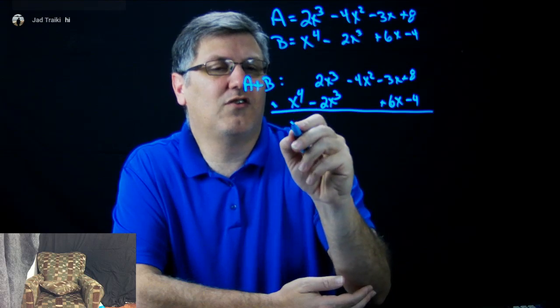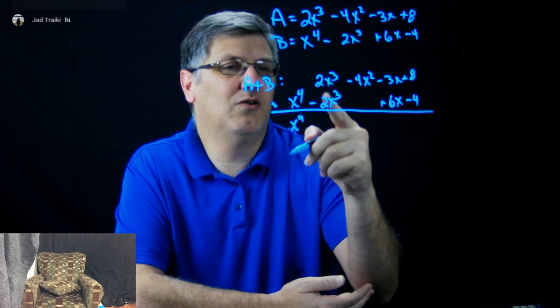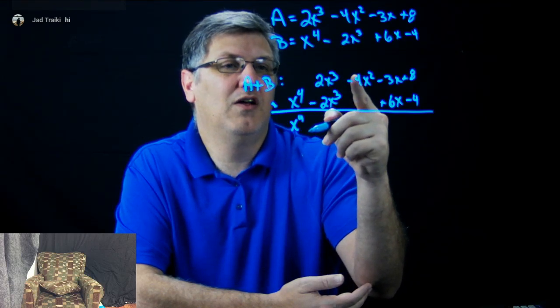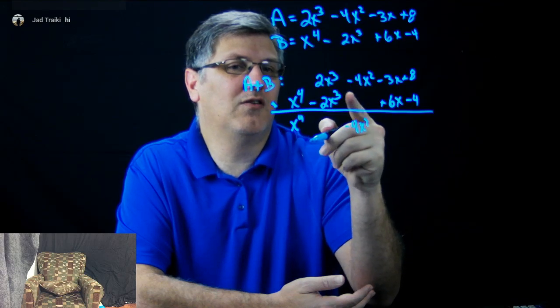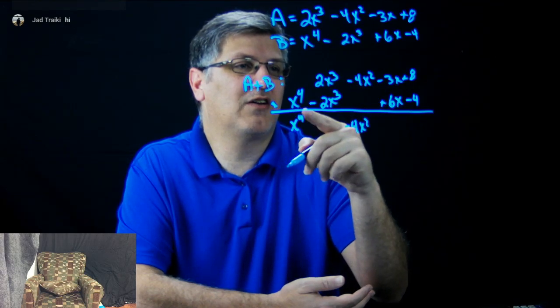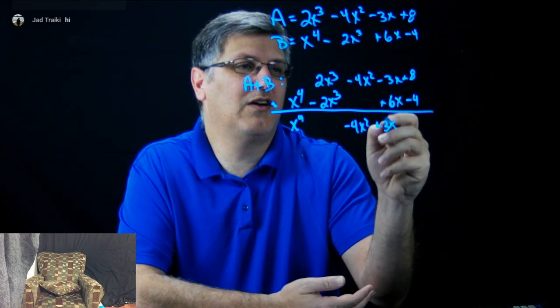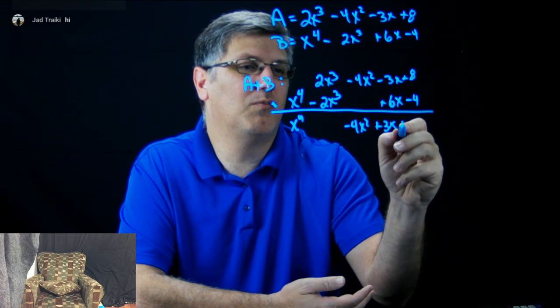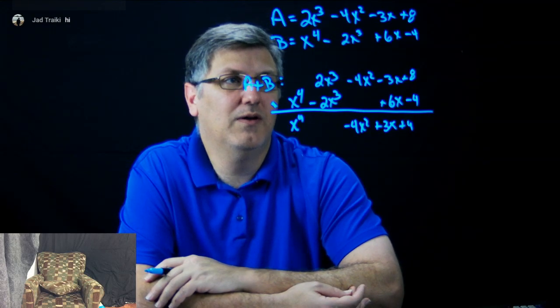0 plus x to the fourth is x to the fourth. 2x cubed plus a negative 2x cubed is 0 2x cubed. We don't need that. This becomes minus 4x squared because this is minus 4x squared adding 0. Negative 3x plus 6x gives me a plus 3x. And then 8 plus a negative 4 gives me 4. So there's your answer for a plus b.